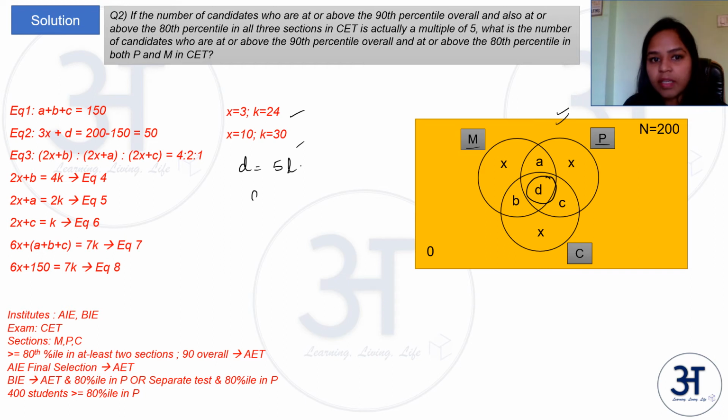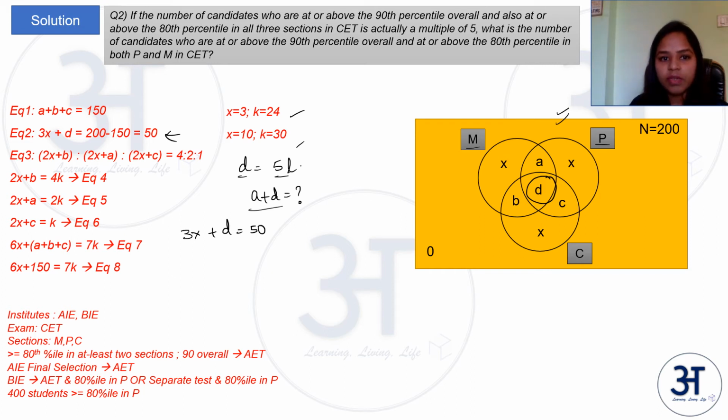So they are asking about this intersection of P and M. So that is A plus D is equal to how much? So they are saying D is equal to 5 of 5 into something. In that case, A plus D is how much? So we have these two cases. We will see in which case D can be a multiple of 5. So we have only one equation which is relating x and d. Again this, we have 3x plus d is equal to 50, right?